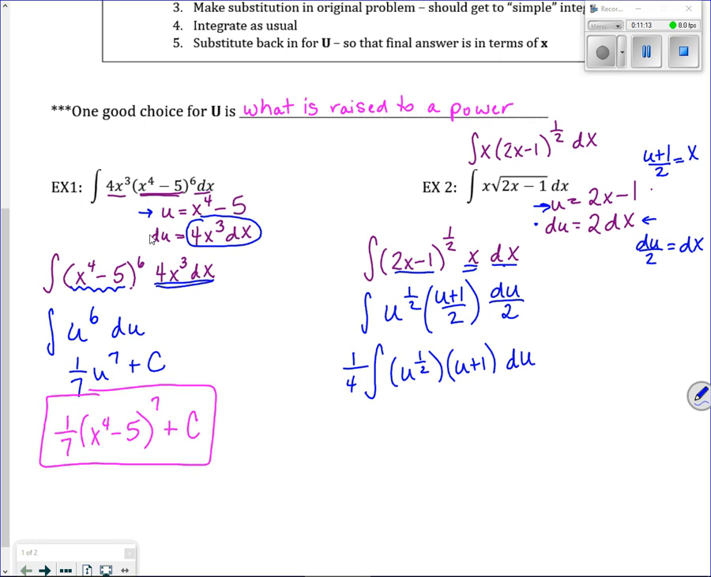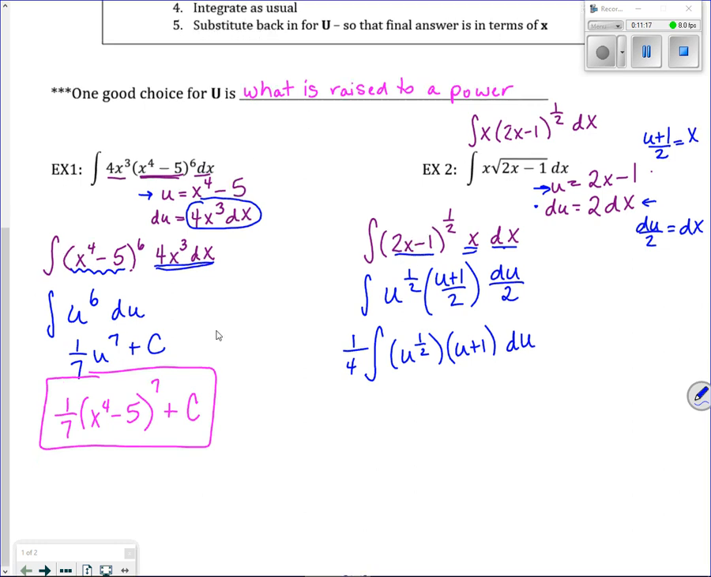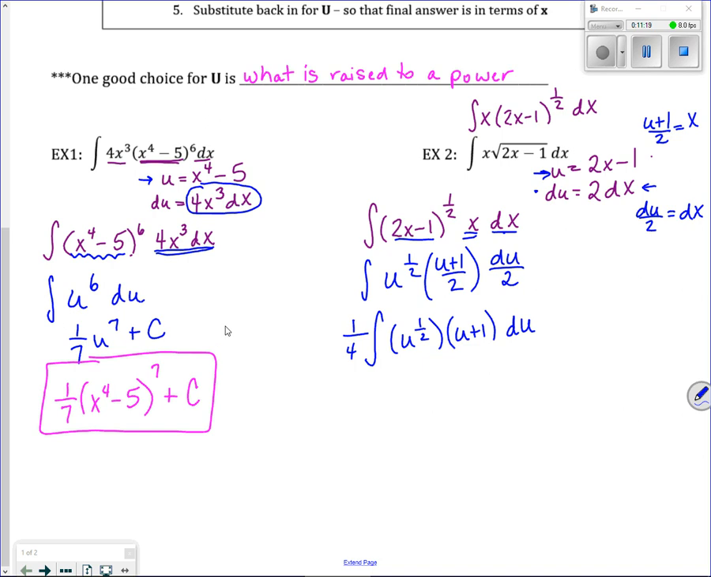I would have this. Now, why is that better for me? Because I can now distribute. These are both to the power of 1. So I'm able to distribute this in. I would have 1/4. Remember, when you multiply things with exponents, you add. So a 1/2 plus a 1 is 3/2. And then u to the 1/2 du.